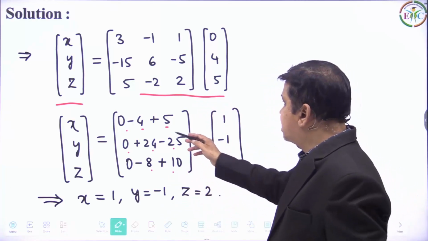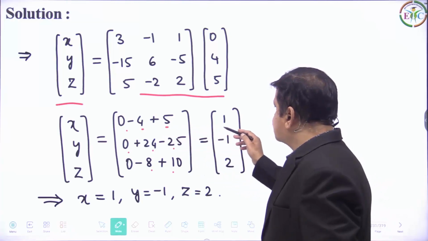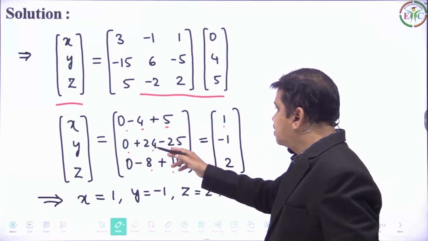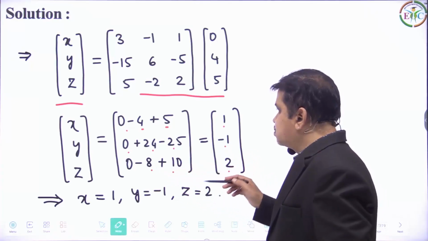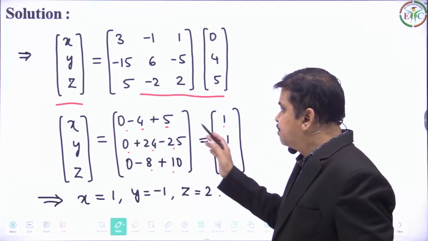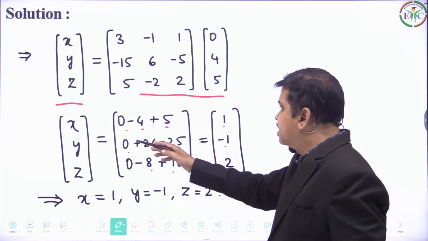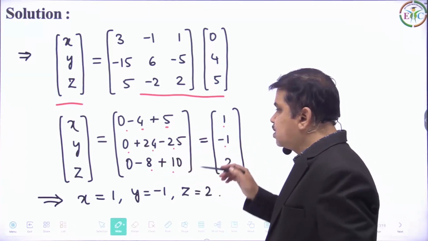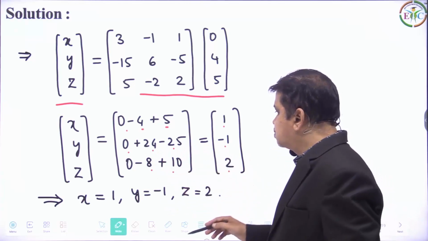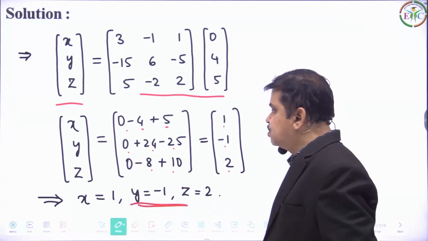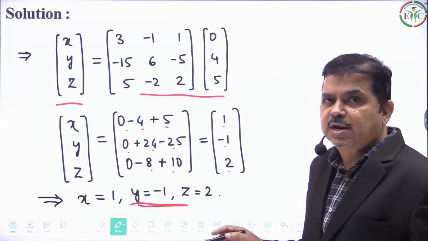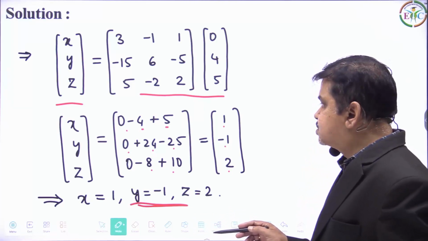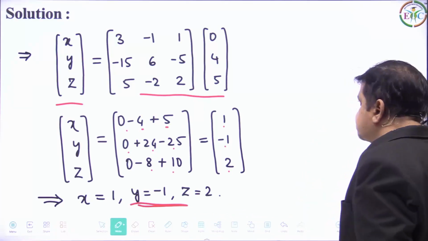So on simplification we get 5 minus 4 is 1, then 24 minus 25 is minus 1, and minus 8 plus 10 equal to 2. So therefore comparing the corresponding elements, we have x equal to 1, y equal to minus 1, and z equal to 2. So this forms the solution for the given equations, and this is done by the matrix method. So this is the solution for question number 5.